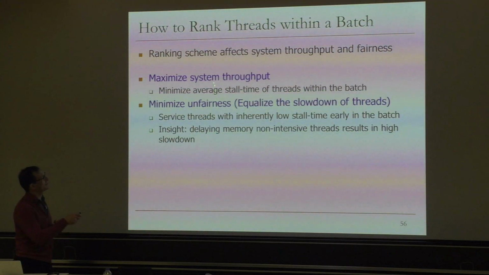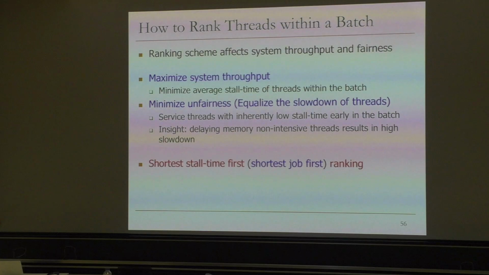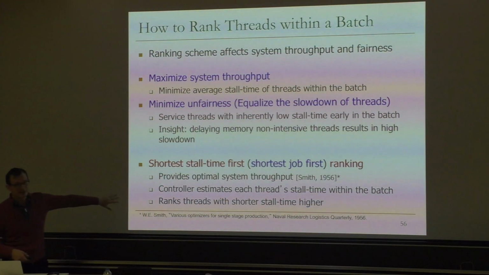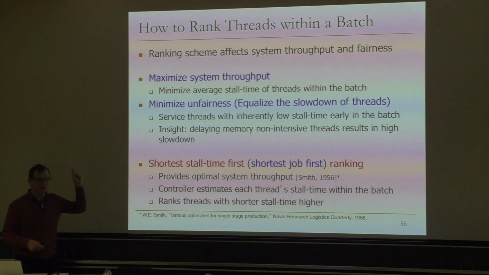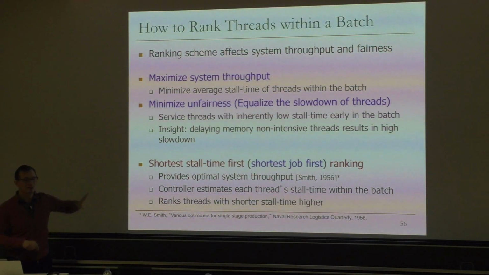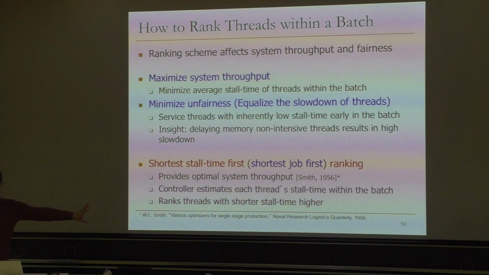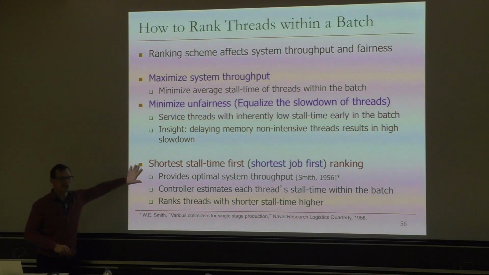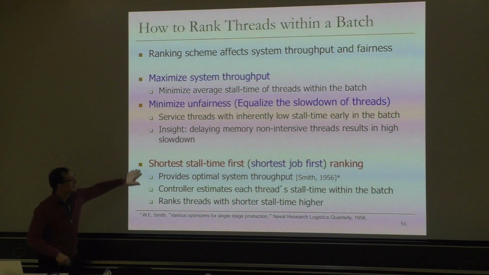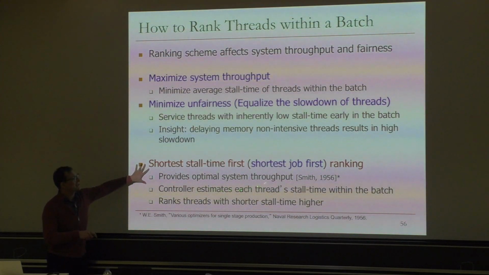It turns out these two things are compatible with each other with this sort of ranking. Shortest stall time first ranking is shortest job first ranking. People actually looked at this quite a bit in factory production, for example. They proved that if you have a single server, this provides optimal system throughput. In this case, we don't have a single server because we have many banks at the same time. It's very difficult to prove things if you have many banks plus row buffers. We actually tried to prove things related to this, but it's not very easy. Locality really destroys a lot of your proofs. But at least we can get that insight.